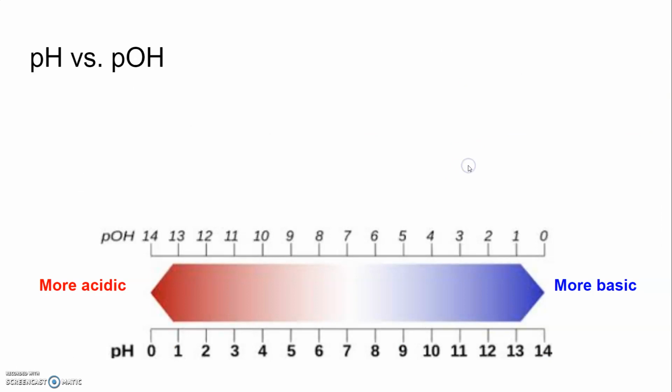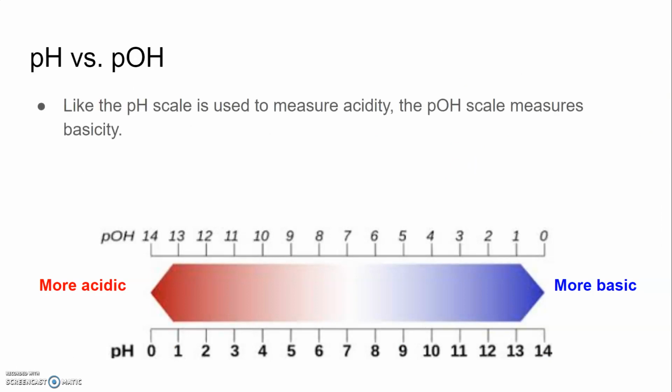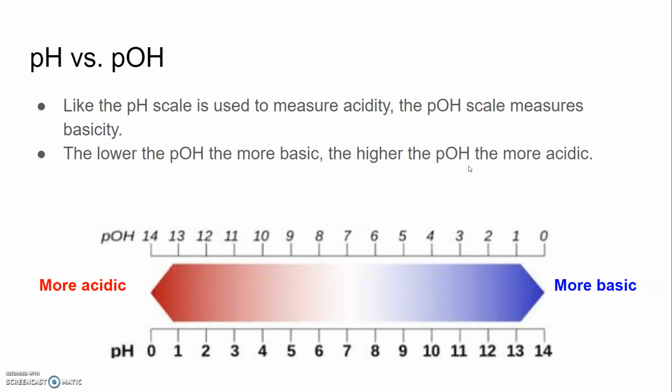Anyway, last thing I want to talk about is pH versus pOH. So remember we just looked at the pH scale. There's also something known as the pOH. Whereas the pH scale measures acidity by measuring the concentration of H plus in solution, the pOH measures basicity by measuring the concentration of OH minus in solution. And just like with the pH, the lower you go, the more acidic it is, well, the lower the pOH, the more basic it is.